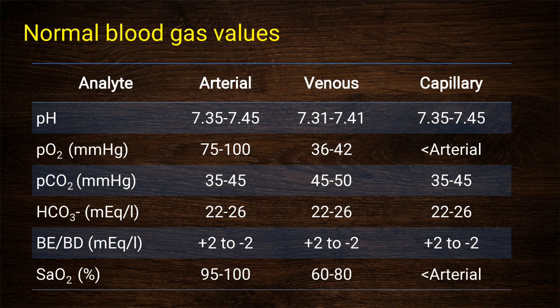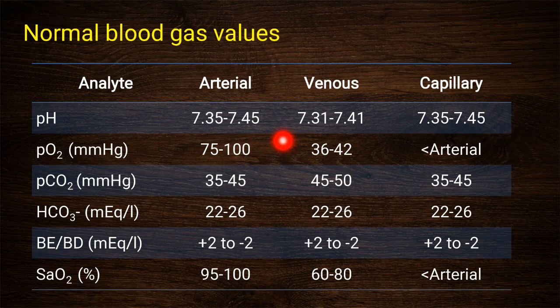Okay. So, normal blood gas values. Normal blood gas values are different for arterial, venous, and capillary blood. pH in arterial blood is 7.35 to 7.45, in venous it's less, 7.31 to 7.41, whereas in capillary it's 7.35 to 7.45.